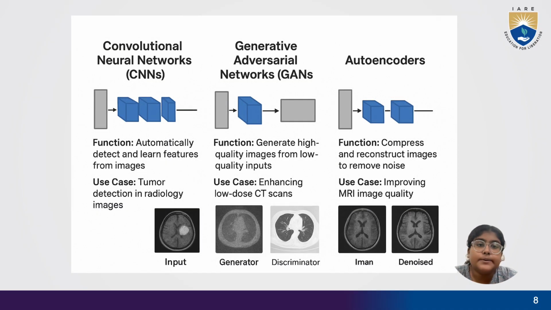Here are the three deep learning models used in medical image enhancement. CNNs automatically detect features, which is useful for tumor detection. GANs generate clearer images from low quality scans, especially in low-dose CTs, like we discussed before. And finally, autoencoders compress and reconstruct images to remove noise, improving MRI scans. Together, these three models make medical images sharper and far more accurate.